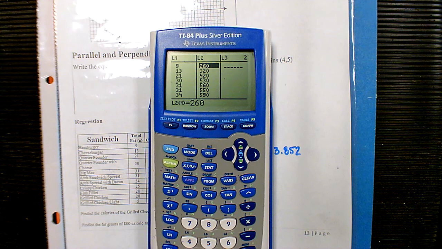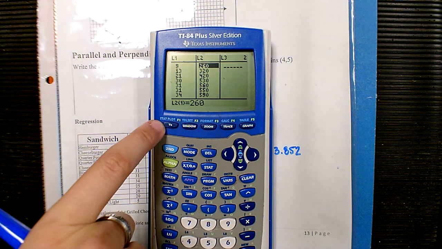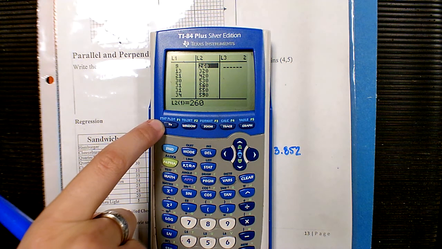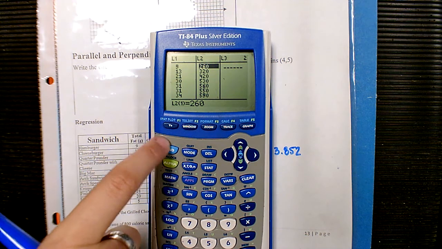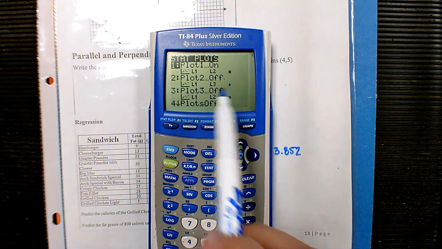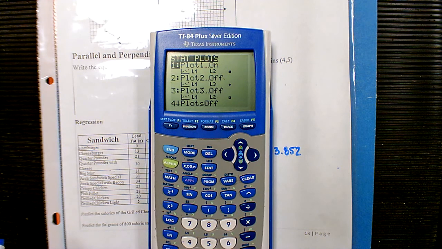After we typed in the data, we took a look at the scatter plot. That is where the stat plot button is in the top left-hand corner, but do you see how it's blue? It means you have to hit the blue button first. And we want to make sure that it's on. That way it plots the points. If yours is off, you're going to have to change it.